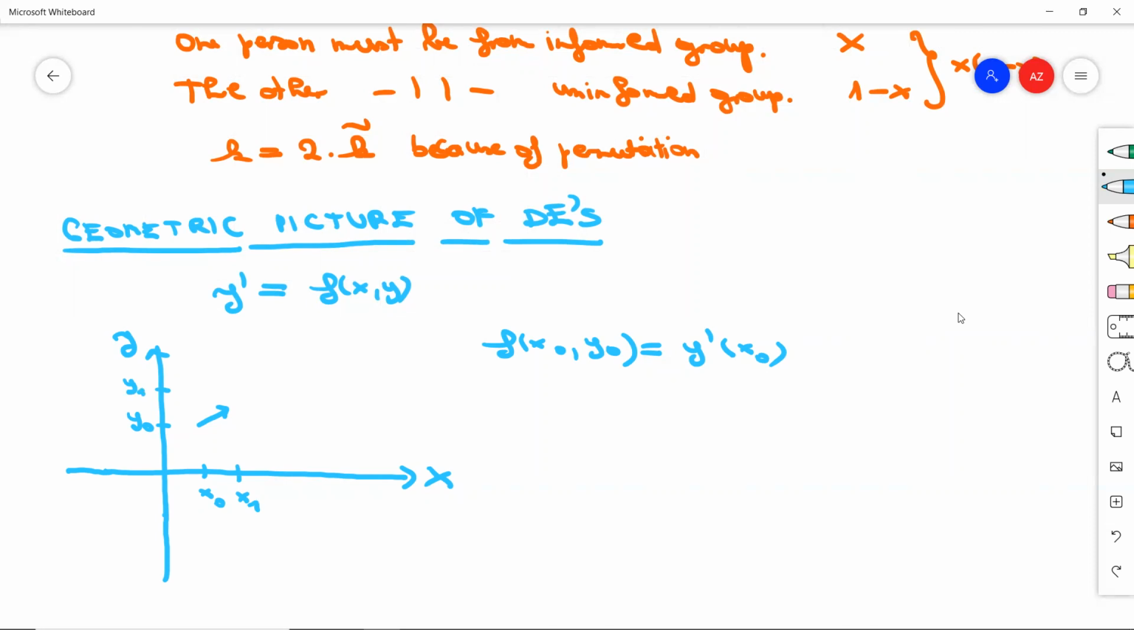And again from our DE, we compute the slope of the tangent in the point x1, y1. So f of x1, y1 gives us y prime at x1. And the slope is, let's say, this. And we move along this tangent for a little bit, and we come to another point. And we continue the process in this way. So at x2, y2, we can compute another slope.